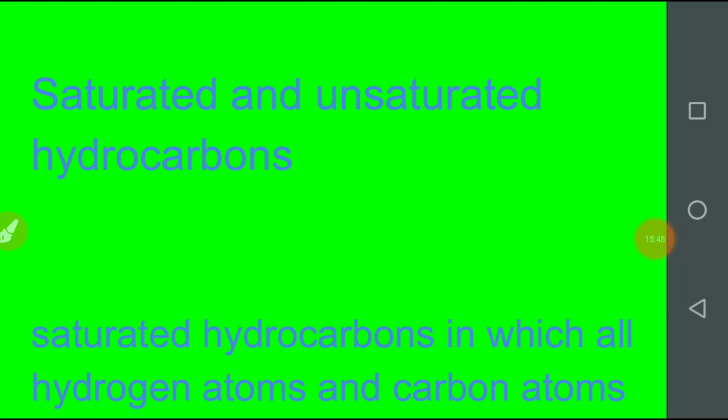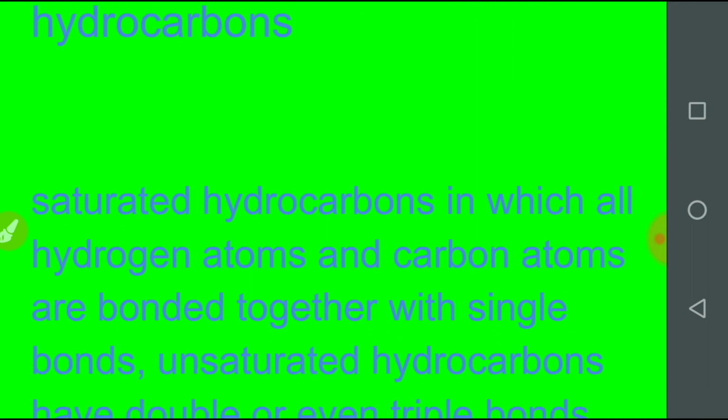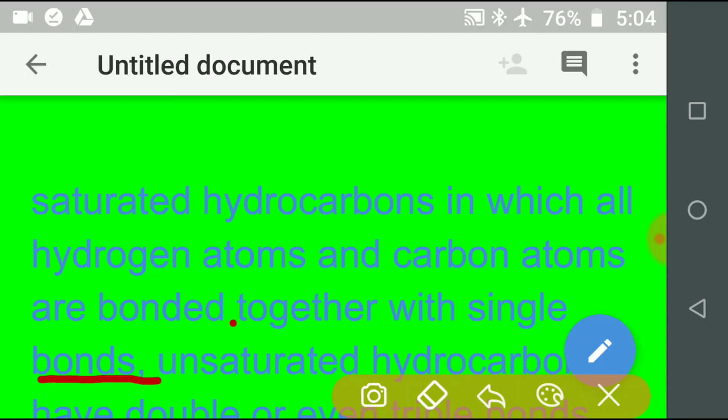Saturated and unsaturated hydrocarbons. Dear friend, saturated means carbon compounds having only single bonds between the carbon atoms are called saturated carbon compounds. For example, alkanes. Once again, carbon compounds having only single bonds between the carbon atoms are called saturated carbon compounds. Now, saturated hydrocarbons are those in which all hydrogen atoms and carbon atoms are bonded together with single bonds. For example, methane.